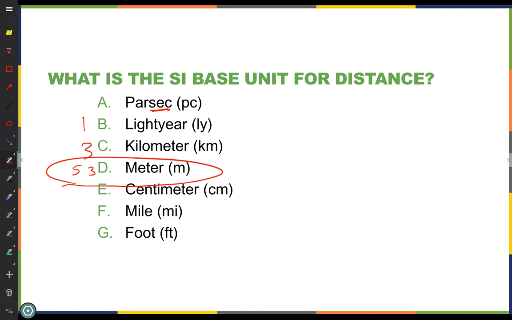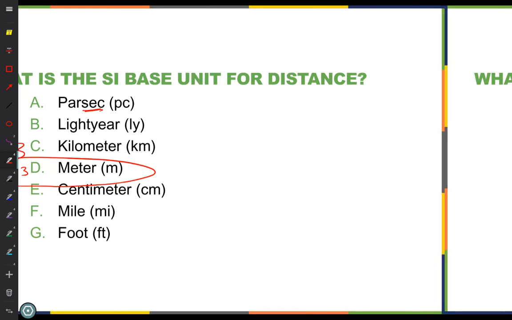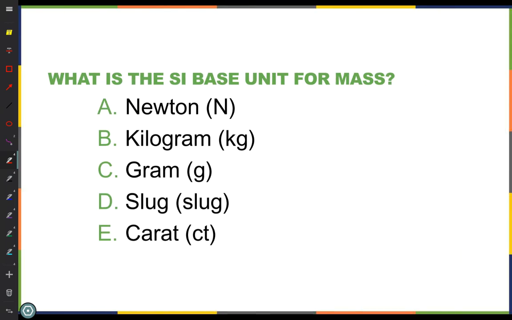Light year, some people also get confused. A light year is the distance light travels in 1 year. So it's a distance, not a time. All right, and the next one is, and once again, I got to change the slide so you can't answer yet. Now you can answer. What is the SI base unit for mass?